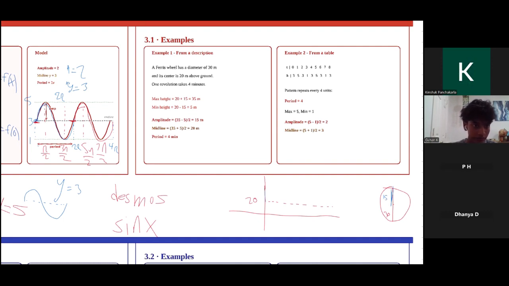So our next 2 points for the amplitude is going to be the radius, which is 15, and our maximum is going to be 35, and our minimum is going to be 5. Do you guys understand why I got those points?